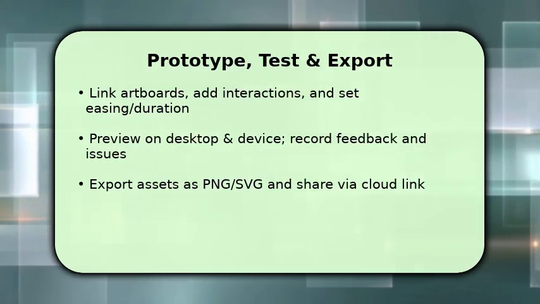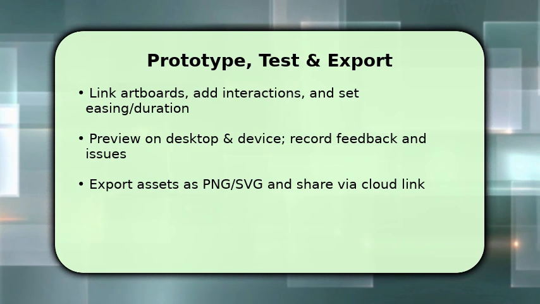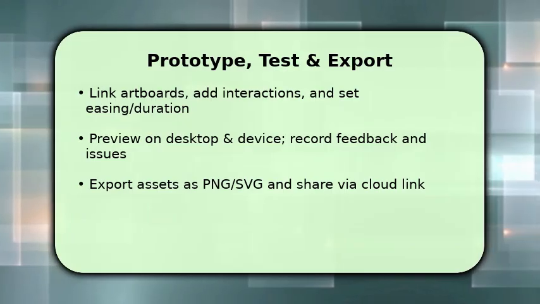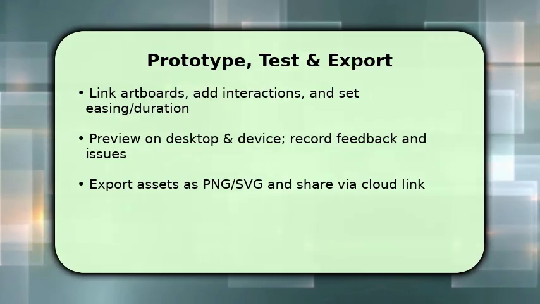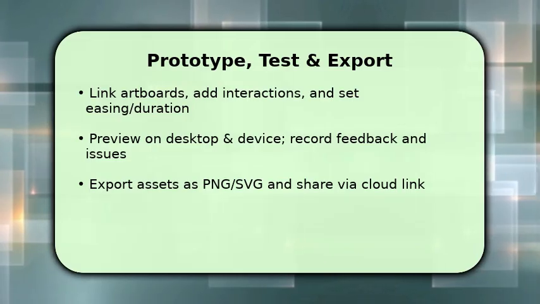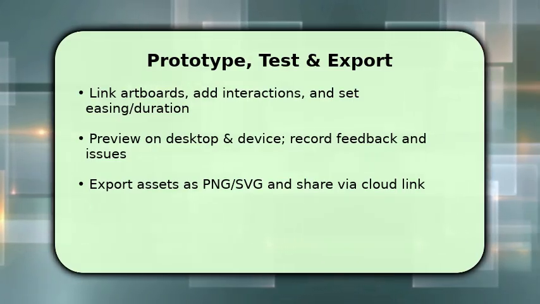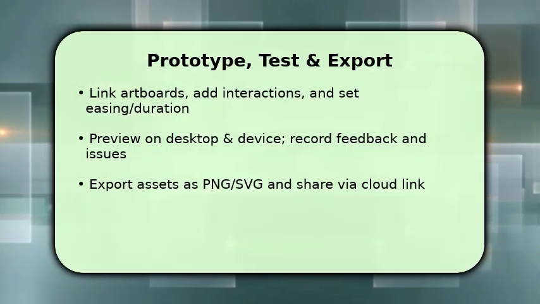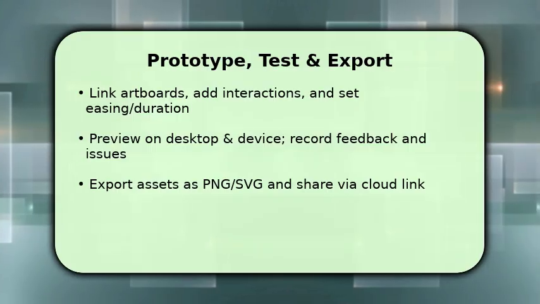Once tests are clear, optimize and export assets as SVG for icons and PNG for images, and generate a cloud share link for stakeholders. If prototypes act strangely, clear component overrides and reapply the base state. That fix resolves most behavior issues and restores expected interactions.